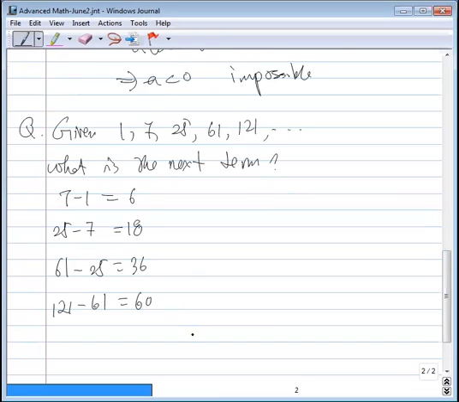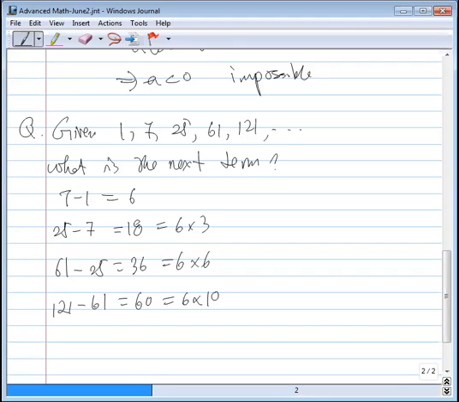Okay, so what is the next number in the sequence? And you look at this, 18 is going to be 6 times 3. This will be 6 times 6. This will be 6 times 10. Okay, do we have a pattern here? And then here will be 6 times 1. It's 1, 3, 6, and 10. It's not an arithmetic sequence.